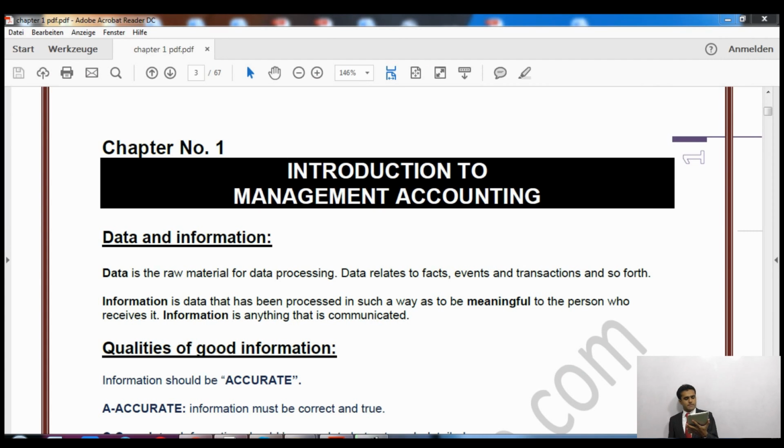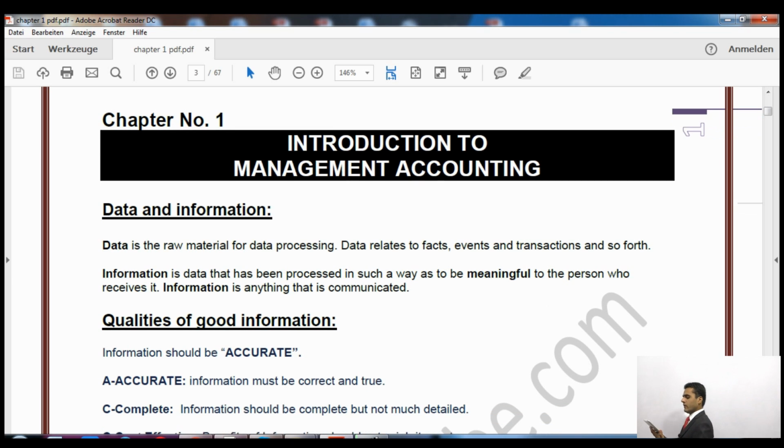Right then, as you can see on your screen, let me share the screen with you. Here you go. As you can see, chapter number 1, Introduction to Management Accounting. First of all, it talks about data and information. Now, what is the difference between data and information?